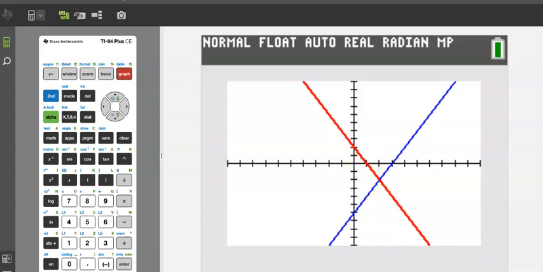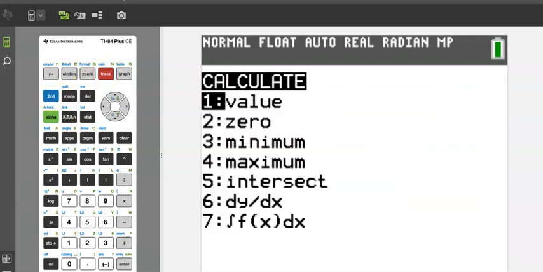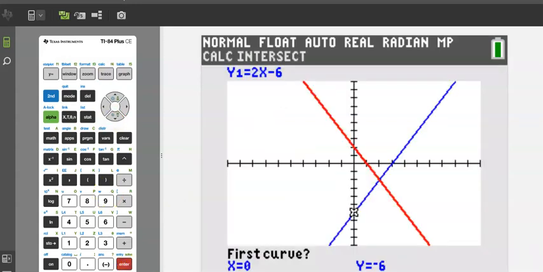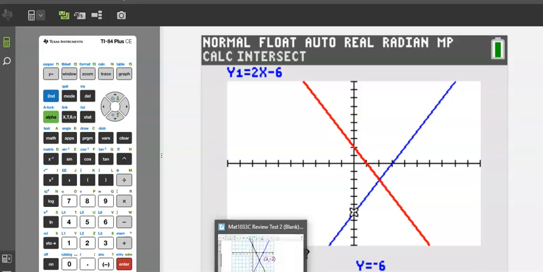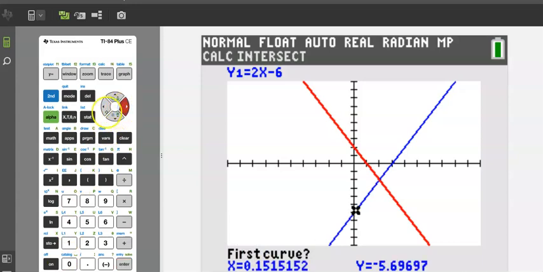But again, on the calculator, you can verify that by going into second, trace, and you can use the intersect function. So if we scroll down to number 5, hit enter, this is where it's going to ask you 3 questions down here. It'll say first curve, you'll hit enter, second curve, you'll hit enter, and then it will say guess. All you need to do to run this function is to scroll left or right to where the intersection is and hit enter 3 times.